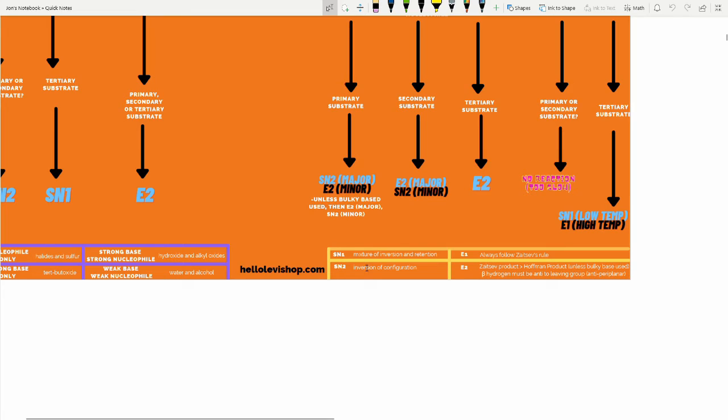For SN2 reactions, because the nucleophile attacks the backside of the electrophile, it results in the inversion of configuration at the carbon atom being attacked. For E1 reactions, it will always follow Zaitsev's rule, which states that the more favored product will be the more substituted one. And for E2 reactions, Zaitsev's product will be preferred over a Hofmann product unless a bulky base is used, which will then form the Hofmann product.